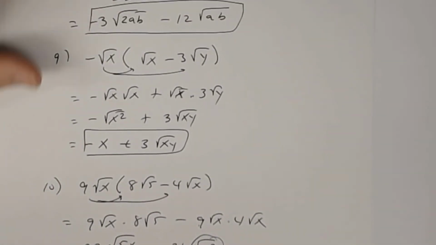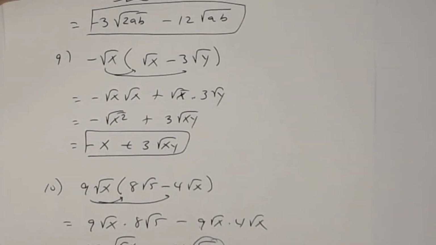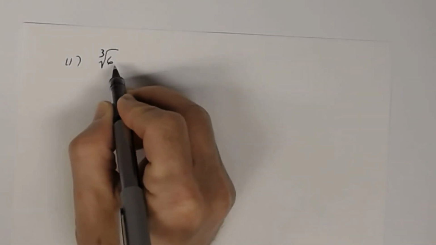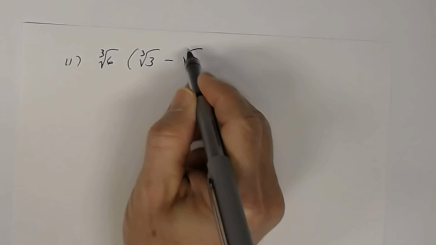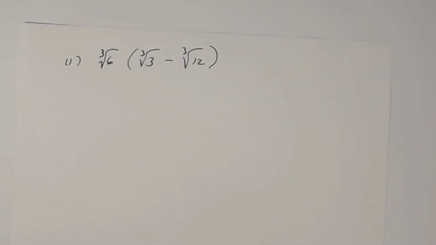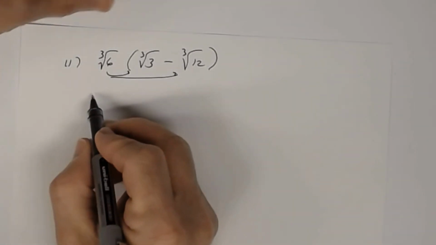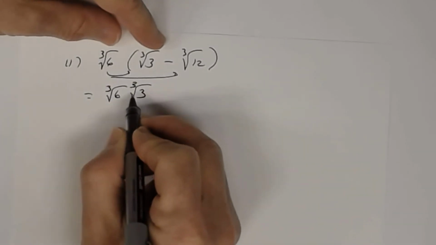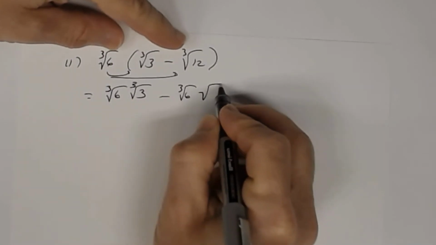So I want you to know that all the problems we've done had dealt with square roots. We go back, everything with square roots. So let's do one where it's a cube root, just to see what's involved there. So let's suppose I had the cube root of 6 times the cube root of 3 minus the cube root of 12. Okay? So again, you're going to use the distributive property and write it out if you have to. So you have this cube root of 6 times the cube root of 3. Okay, this times this. Minus, and then the cube root of 6 times the cube root of 12.